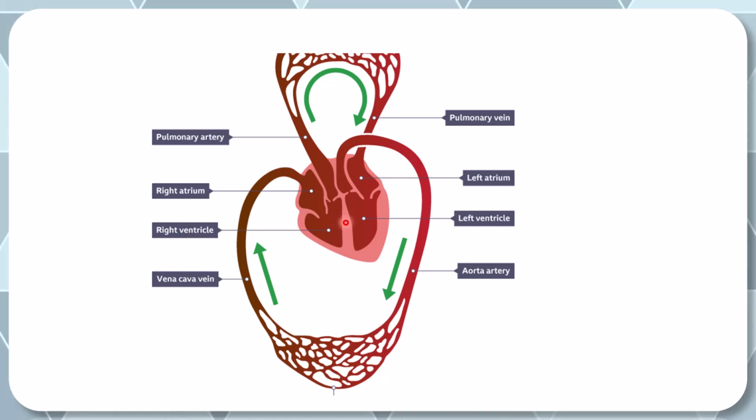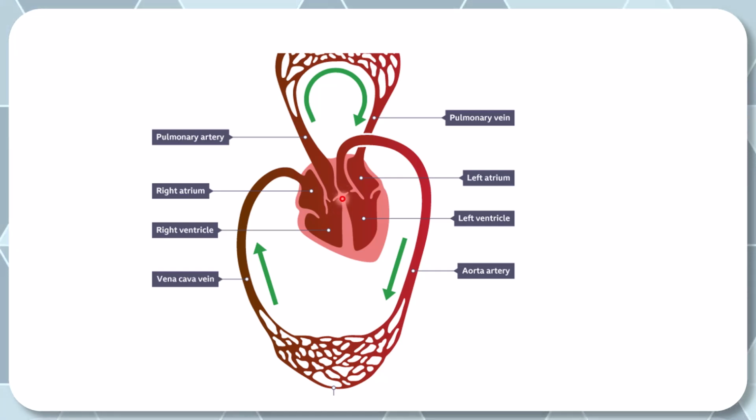The other way of looking at the heart is the division into left and right hand side. This side of the heart is always called left. So this is the left atrium and this is the left ventricle. And this is the right atrium and this is the right ventricle. So that's one way of looking at it. Now, the function of the heart is to pump blood to all parts of the body. That's the main thing it does.